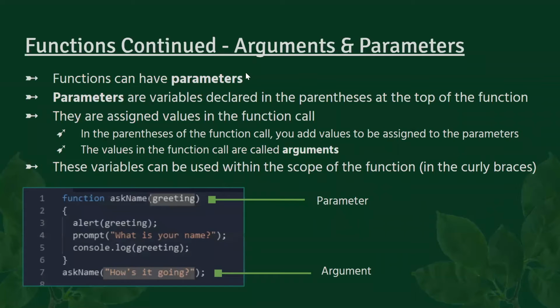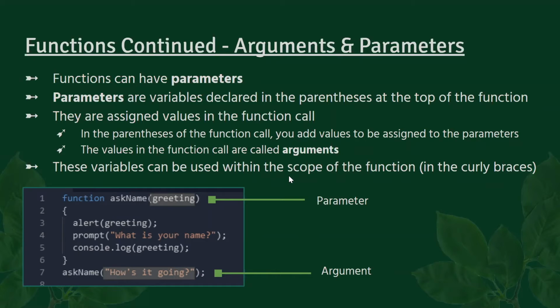Functions continued. Functions can have parameters. This is what you were talking about. Parameters are variables declared in the parentheses at the top of the function. Remember, I used the example like integer b. That could be a fun variable. In this scenario, we're using a string variable called greeting. They're assigned values in the function call. In the parentheses of a function call, you add values to be assigned to the parameters, and the values in the function are called arguments. These variables can be used within the scope of the function, the curly brackets.